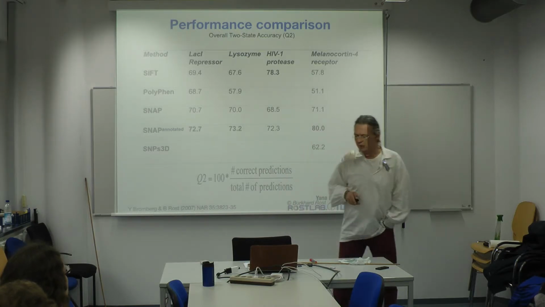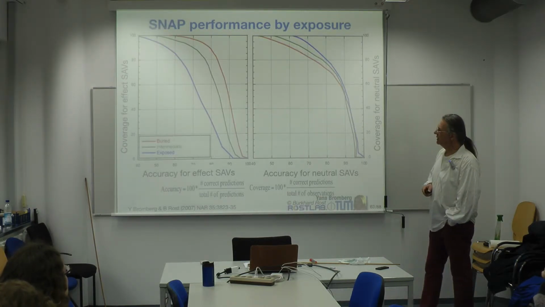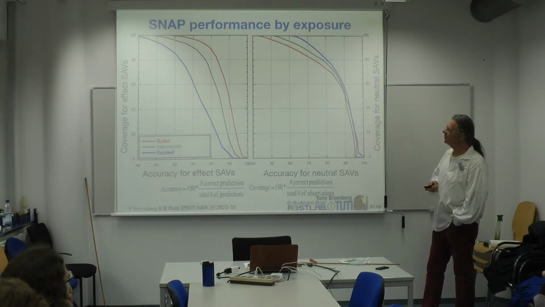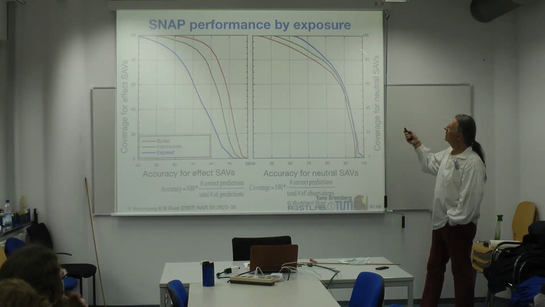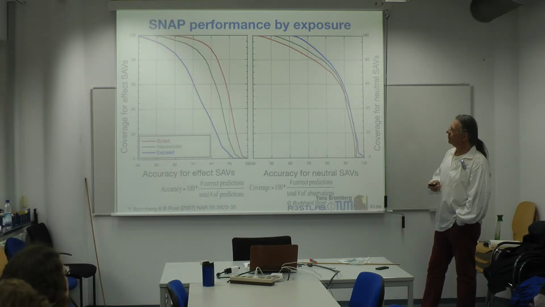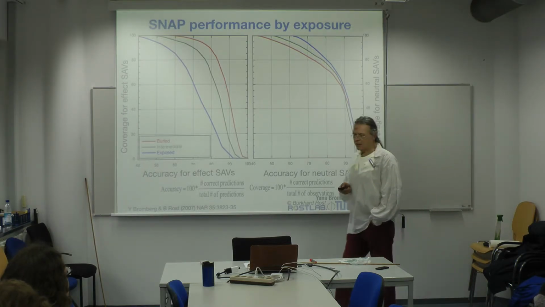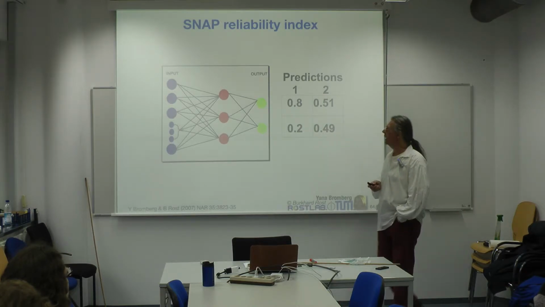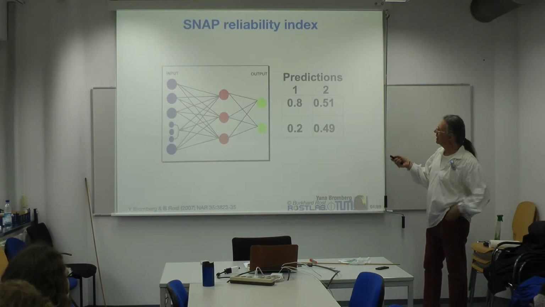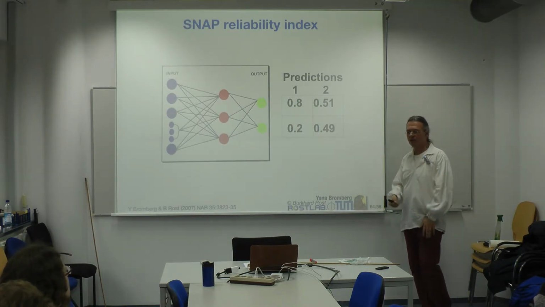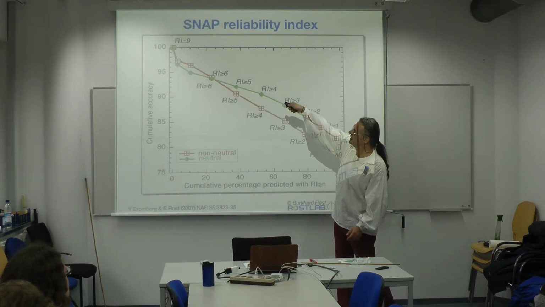Then we asked, how good is performance for different states, buried in red, exposed in blue, for the effect and for the neutral. For effect, the best prediction is for buried. For neutral it is the other way around. Then there is, of course, this issue about the reliability index. Both of these here are predicted to be effect. This is an effect, this is an effect, but this effect here is predicted much stronger because the difference is much stronger. The difference is increasing in that direction.